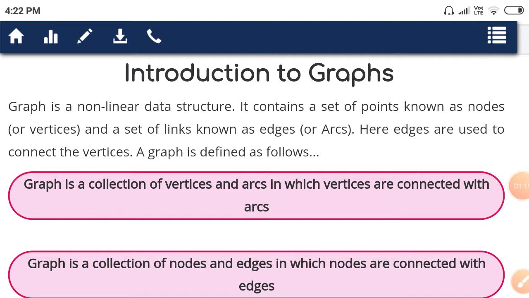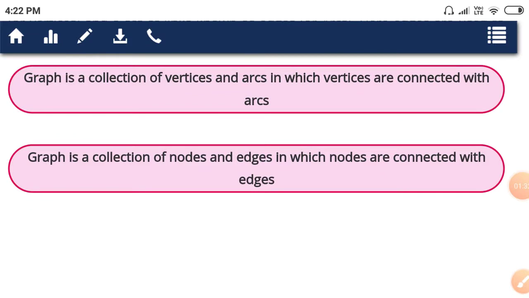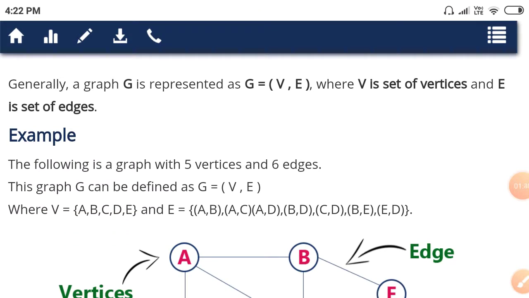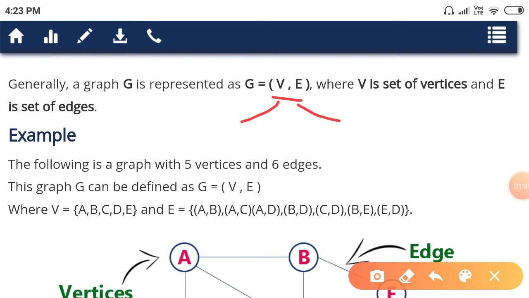Okay, what is the graph? Graph is a collection of vertices and edges. So what does the word vertex mean? It's like a node only. And the connection link between the two vertices, we have to call that an edge. Generally a graph is represented as G = (V, E), a collection of vertices and a collection of edges. So V is a set of vertices and E is a set of edges.